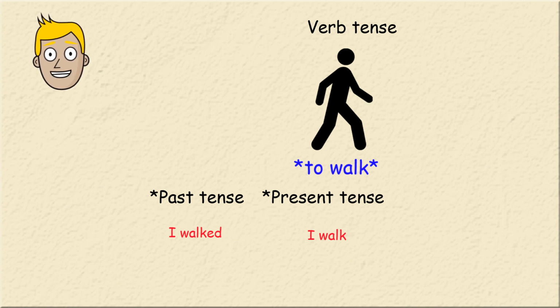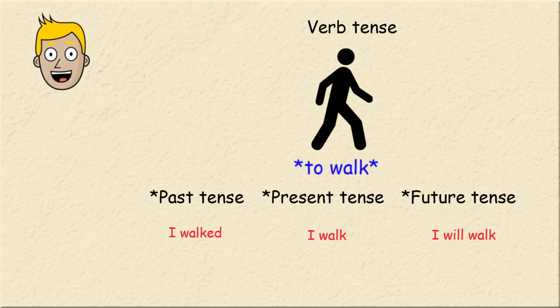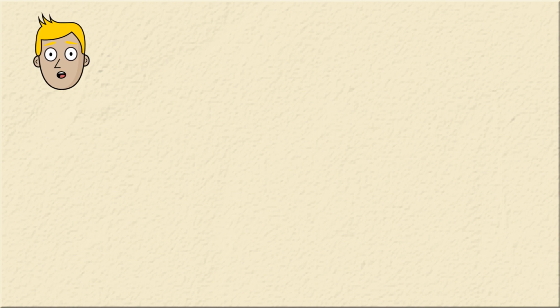You might be thinking, if that is how I say something that has already happened, how can I say that something is going to happen later? Well, the future tense of I walk is I will walk. If we want to say that something is going to happen, we just add the word will to the sentence. This brings us to auxiliary verbs.